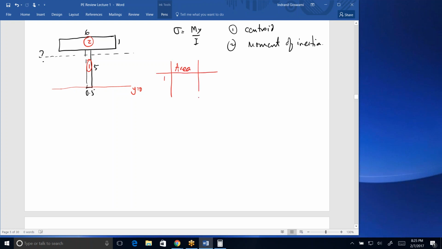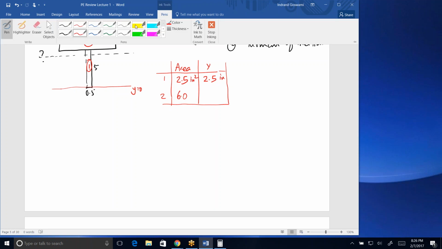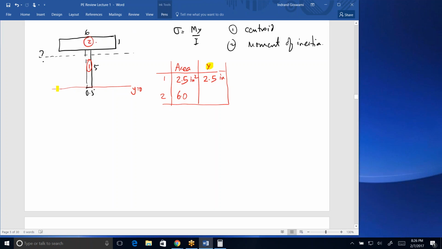Shape number 1 has an area of 5 times 0.5, 2.5 square inches, and a y of 2.5. Remember, this is an area, this is an inch. Numerically, they're the same because of this 0.5, but if this was anything different, the y would still be 2.5, but the area would be different. Shape number 2 is 6 by 1, so the area is 6.0. And the y measured from the datum, this is another place where mistakes happen. You have to remember that the y must be measured consistent with this datum. So the y for shape number 2, the center of that, is here, which is the entire 5 plus 0.5.